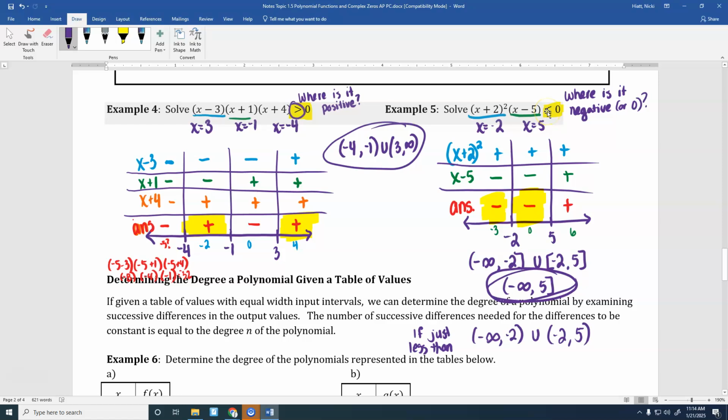The signs tell you a couple things. Less than or greater than tells you whether you're looking for positives or negatives. So if it is a greater than, you're looking for the positives as being your answers. If it is less than, you're looking for the negatives being your answers. The or equal to part tells you whether you use parentheses or brackets in your answer.